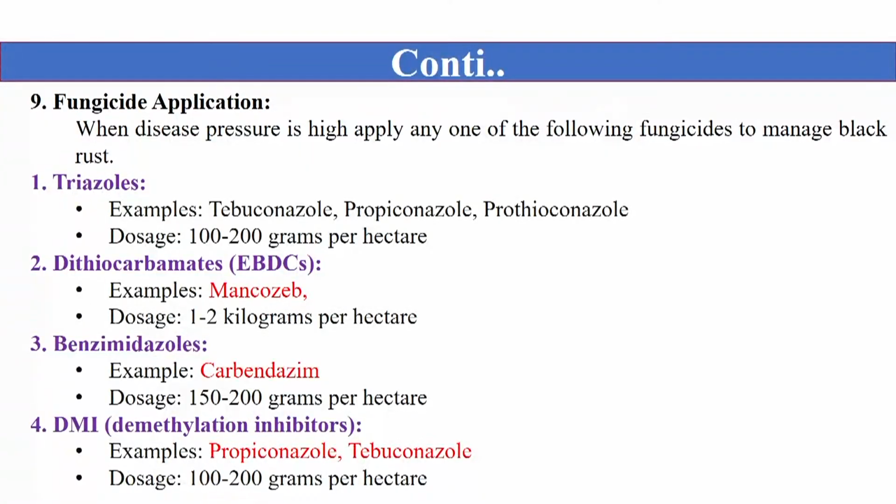Genetic resistance is also important, and for quarantine measures you have to restrict the movement of infected plant materials to reduce the introduction of new pathogen races in other areas where it is not present. When the disease pressure is high, you may apply a fungicide like mancozeb at the rate of 1 to 2 kilogram per hectare, carbendazim 150 to 200 gram per hectare, and you can also use propiconazole or tebuconazole type fungicides if the disease pressure is high.